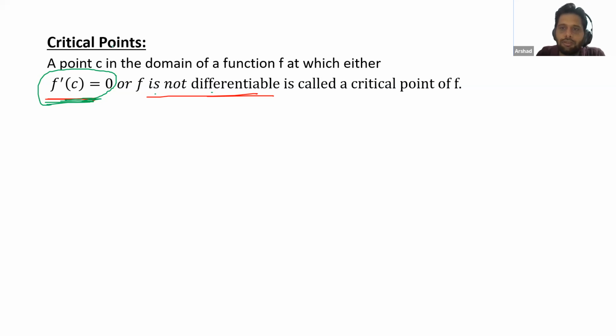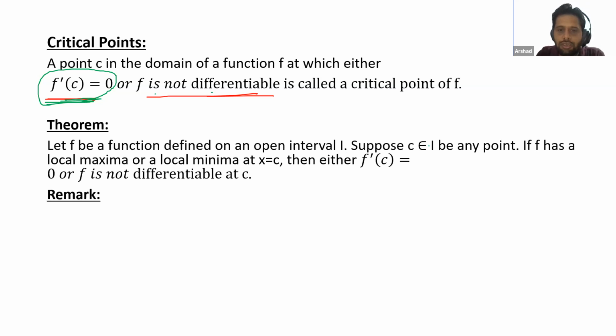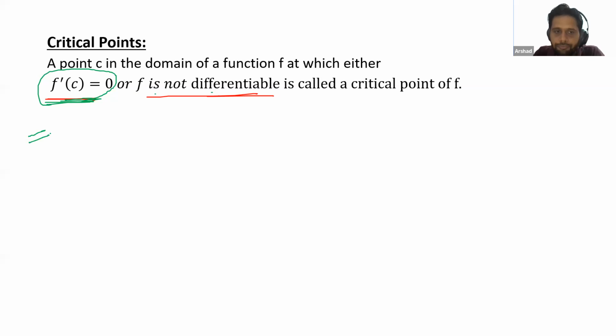The next theorem is: let f be a function defined on an open interval I. Suppose C belongs to this interval. If f has a local maxima or local minima at x is equal to C, then either f dash C is 0 or f is not differentiable. So what is meant by this theorem? What I already told you.